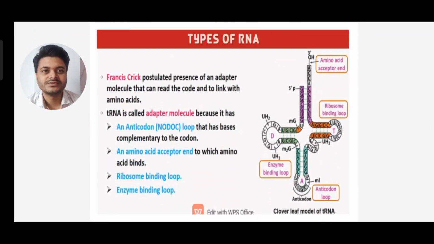Next, in the types of RNA, I have explained tRNA. Francis Crick postulated the presence of an adapter molecule that can read the code and link with amino acid. So tRNA is called the adapter molecule because it has an anticodon loop that has bases complementary to a codon, then an amino acid acceptor end to which the amino acid binds. Next we have the ribosome binding loop and enzyme binding loop. On top, in the picture on the right hand side, you can see the amino acid acceptor end, then the ribosome binding loop, the anticodon loop and the enzyme binding loop.